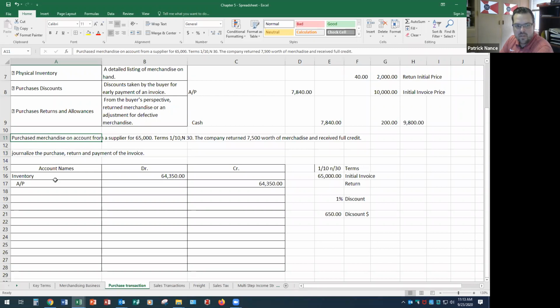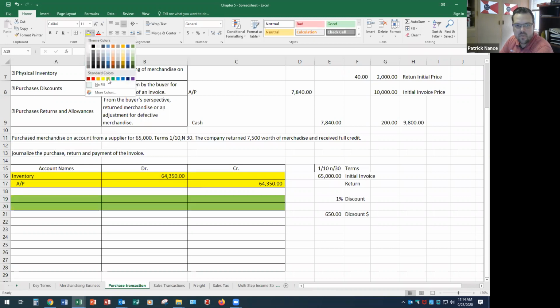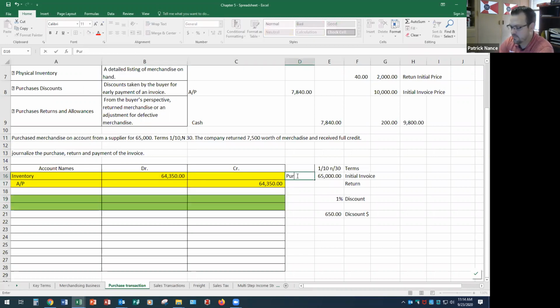This is the purchase. Now we're going to journalize the next part of the problem, which is the return. It says the company returns $7,500 worth of merchandise and received full credit. The issue is that we've already taken the discount, which means I need to take the discount out and not show on my books that I returned $7,500. So my return of $7,500 is my undiscounted return.